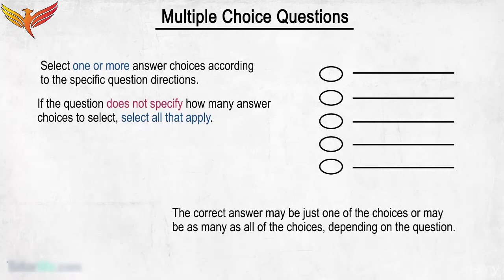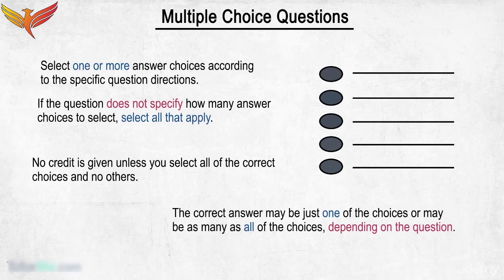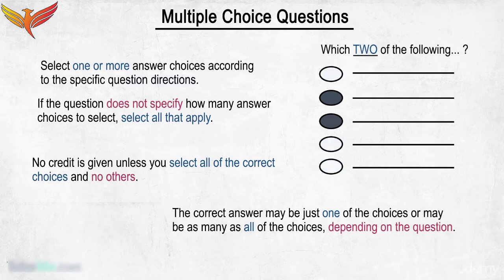The correct answer may be just one out of the answer choices, or it may be all of the choices, depending on the question. No credit is given unless you select all the correct choices, and no others. If the question specifies how many answer choices to select, select exactly that number of choices.